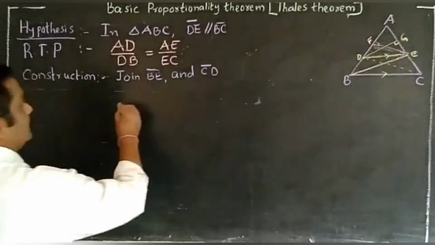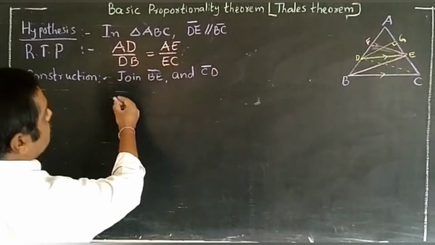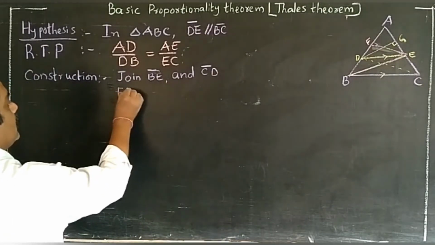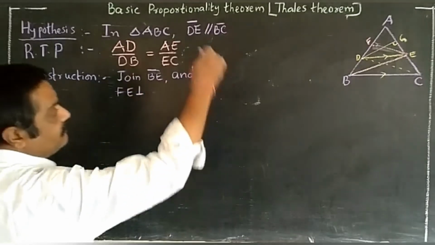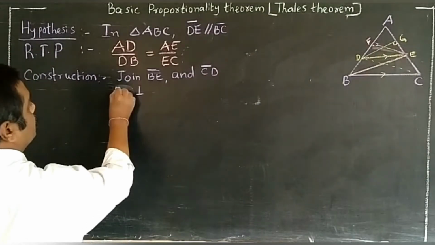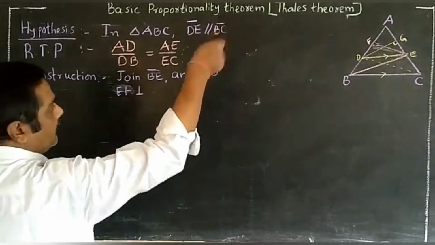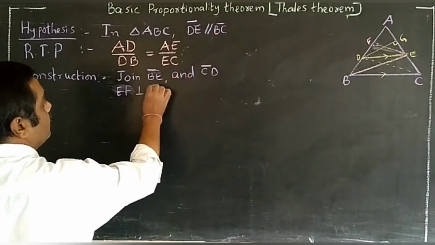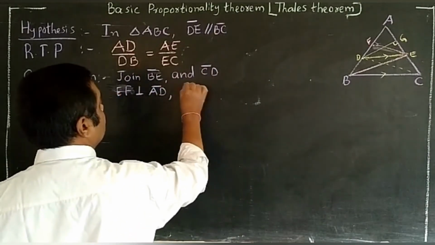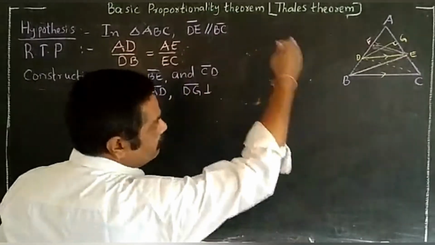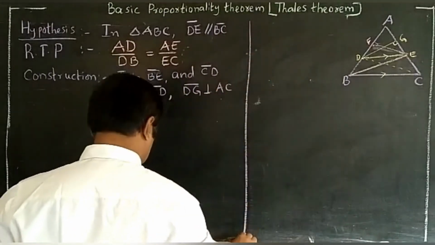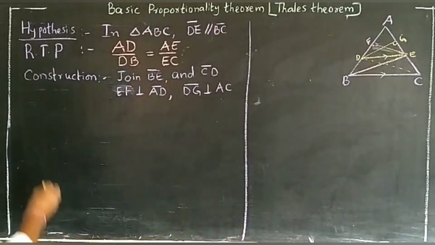Next, draw perpendicular: EF is perpendicular on AD. In the same way, DG is perpendicular on AC. Okay. So I am going to prove this statement now.